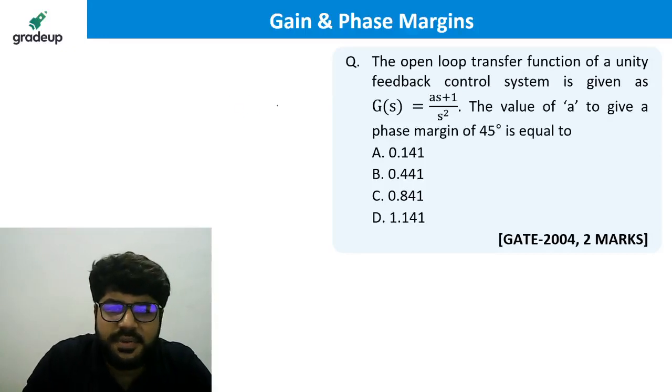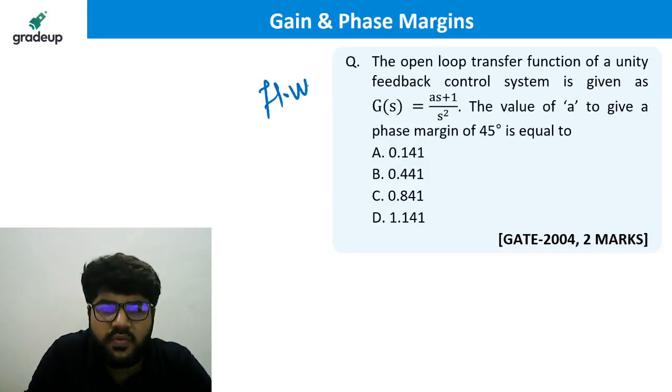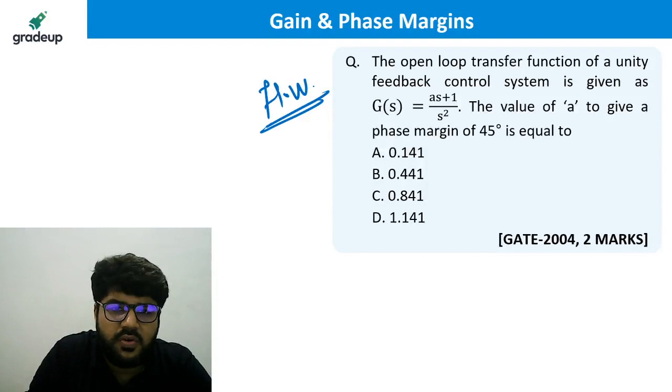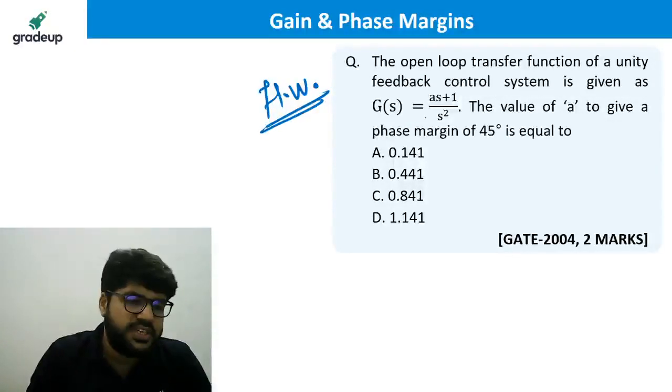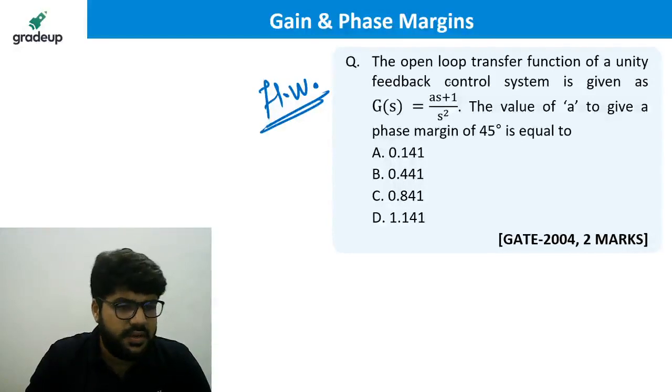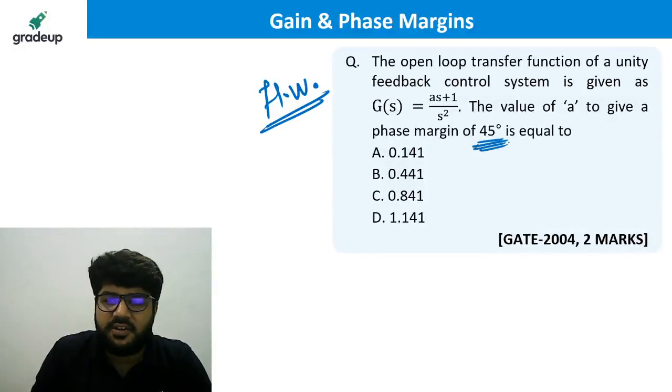So guys, there is a similar question on this. This will be your homework. There is a similar question. The open loop transfer function is given to you: G(s) = A(s+1)/s². The value of A to give the phase margin of 45 degrees.